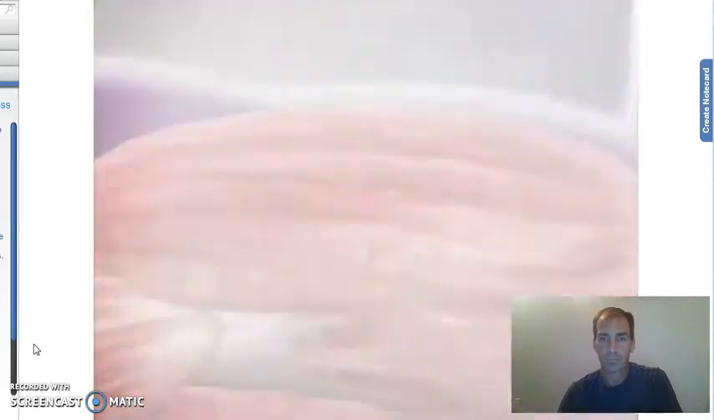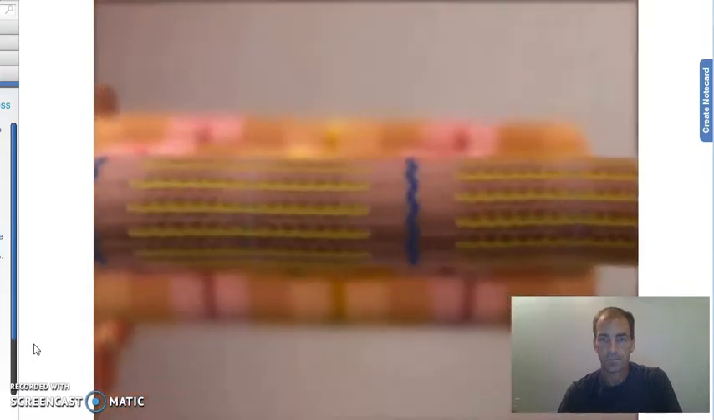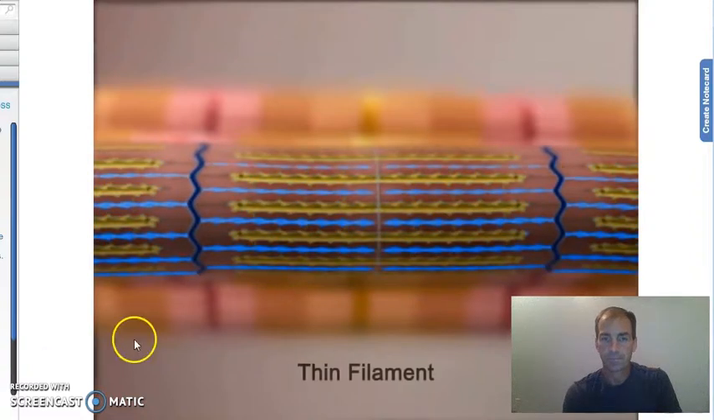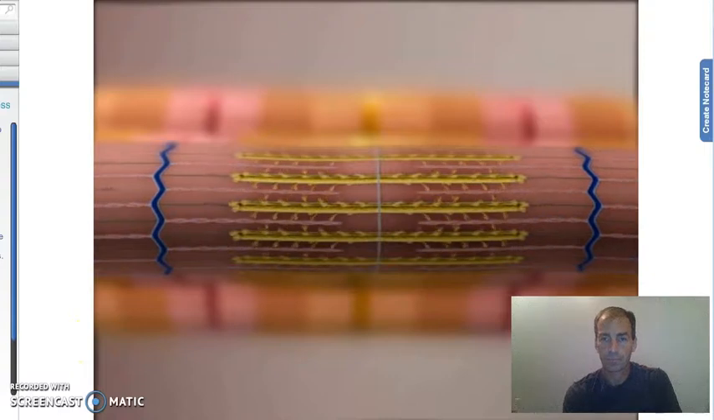Muscle fibers are organized into units called sarcomeres that contain two types of filaments. Thick filaments consist of myosin. Thin filaments consist of actin. Eventually, these two filaments will come together, creating a cross bridge.